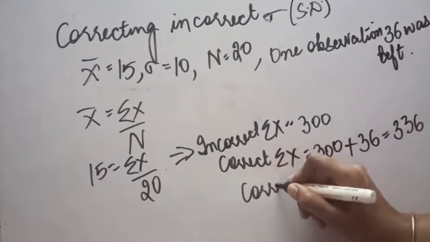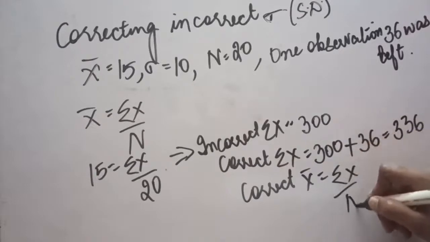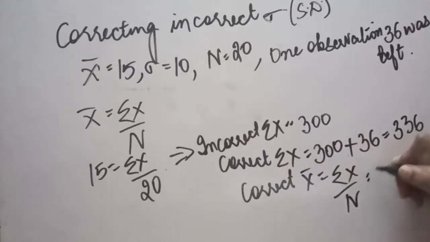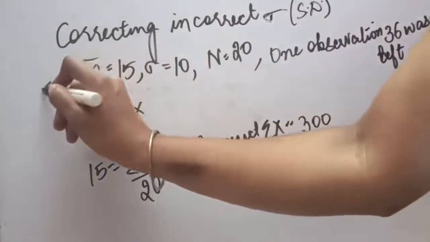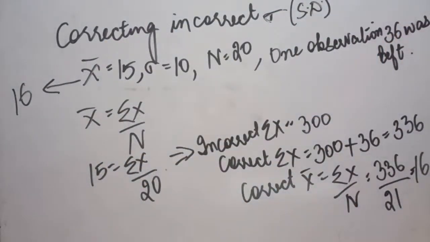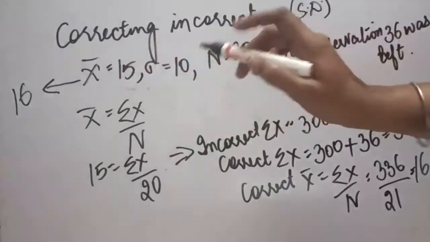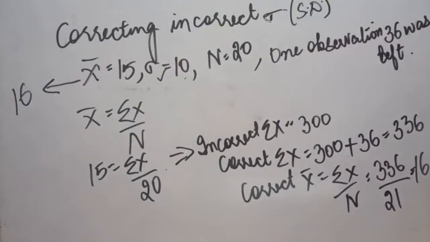Now we will calculate the correct mean. The correct mean formula is again the same, sigma x divided by n. So correct sigma x is 336 divided by n. N was 20 earlier, now it is 21 because one more observation has come into the series. So our correct mean is 16. So now we can say that we have corrected the mean, and it is 16 instead of 15. Standard deviation is 10. Now we will move towards correcting the standard deviation.